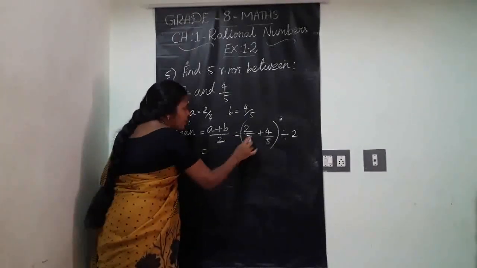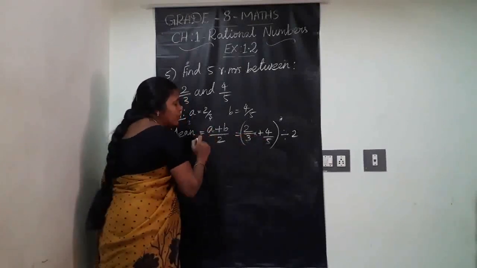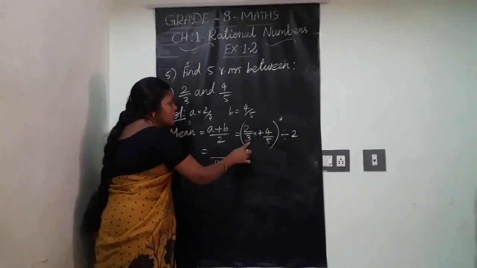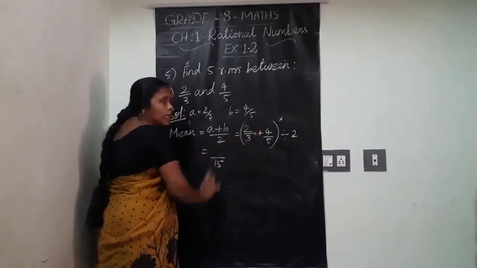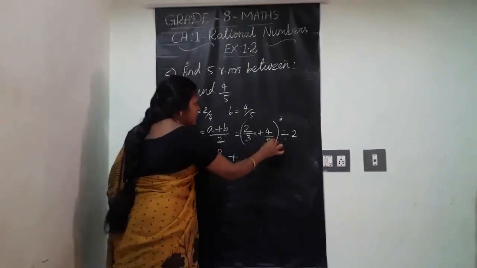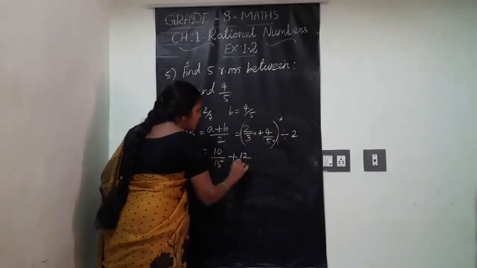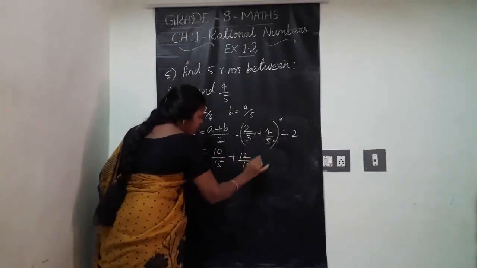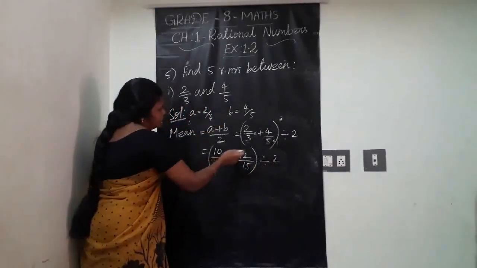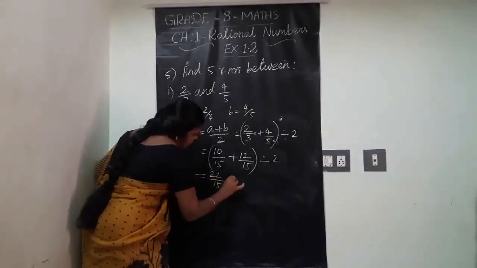15 means, by which number do I have to multiply the first fraction? 3 into dash equals 15, by 5. 3 fives are 15. Downside 5 means upside also I have to multiply by 5 only. So 2 fives are 10. Plus, likewise here common factor is 3. 5 threes are 15, so 4 threes are 12 comes in the upper part, divided by 2. Now 10 plus 12, 22 by 15, now divided by 2.